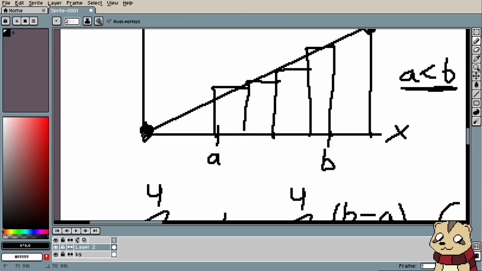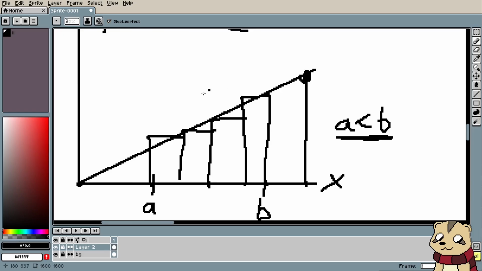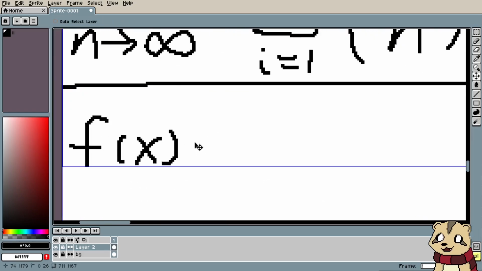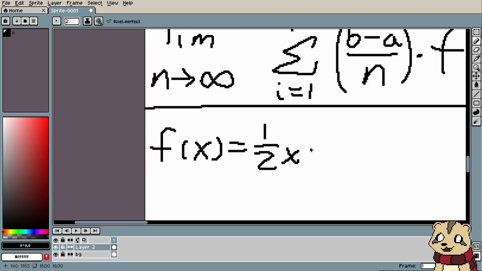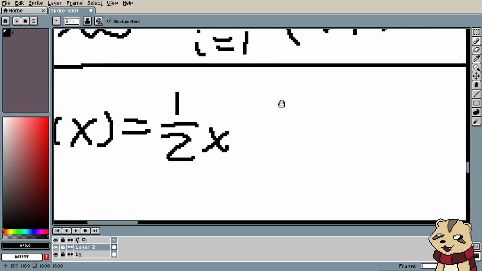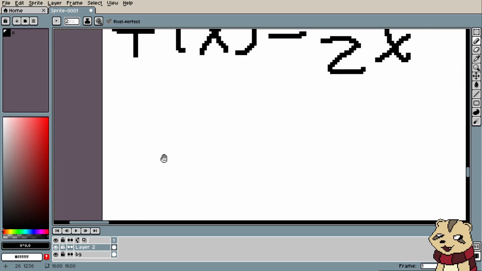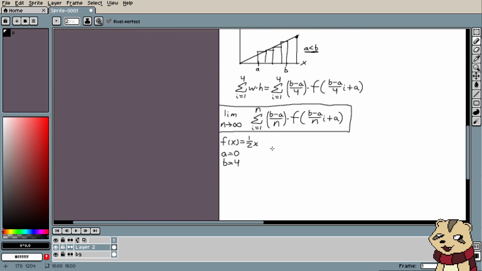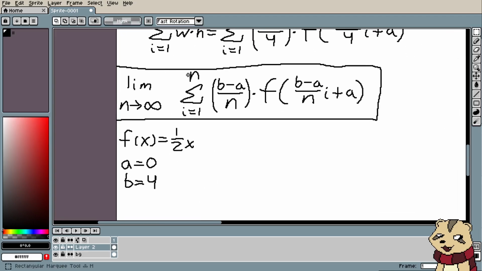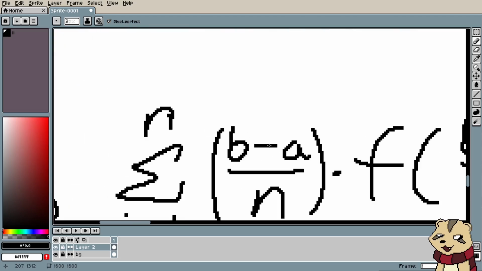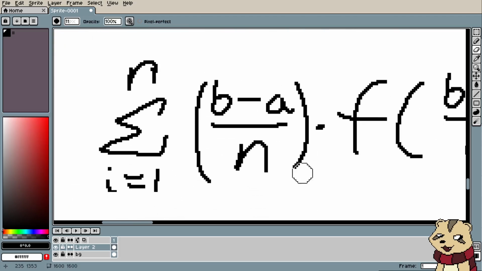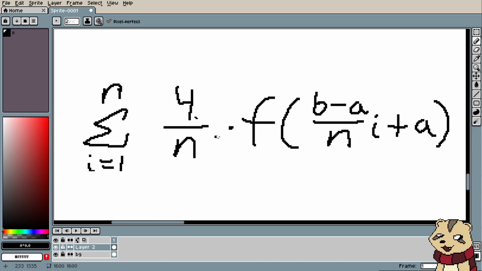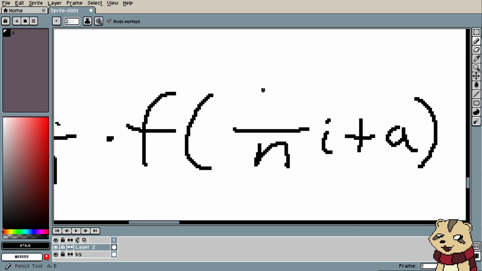Let's sum from 0 to 4 for this line. So f of x is going to be 1/2 x, and our lower bound is going to be a equals 0, and our upper bound is going to be b equals 4. So from 0 to 4, and let's see what happens. 4 minus 0 here is just 4. So that's just going to be 4 over n. For the same reason, this will be 4 over n.